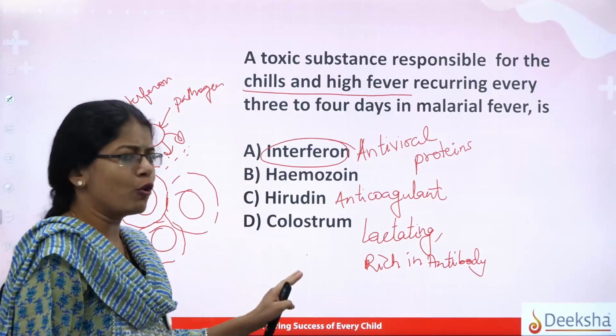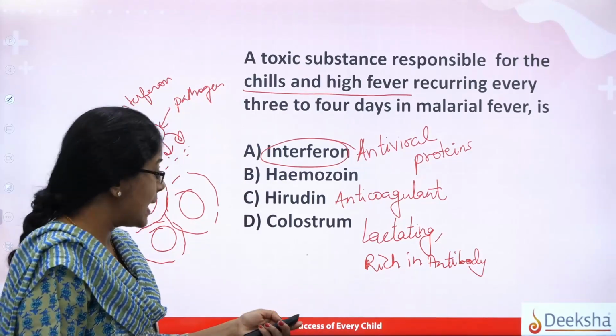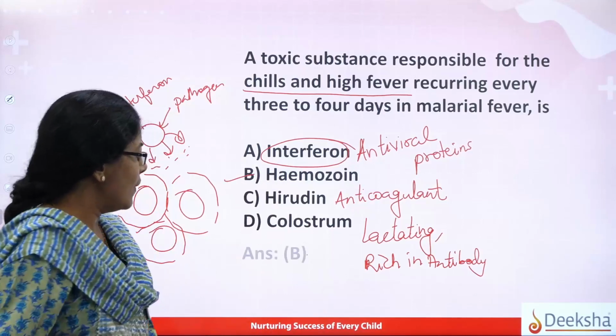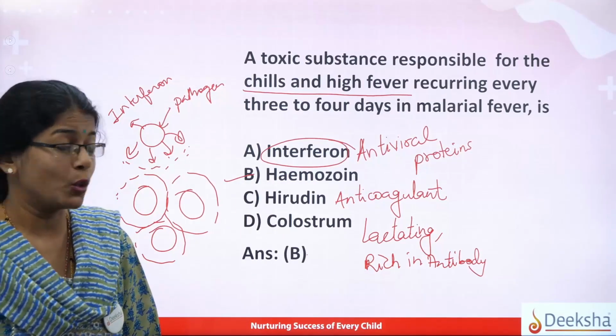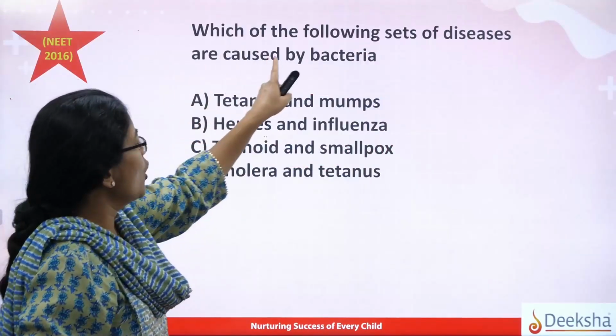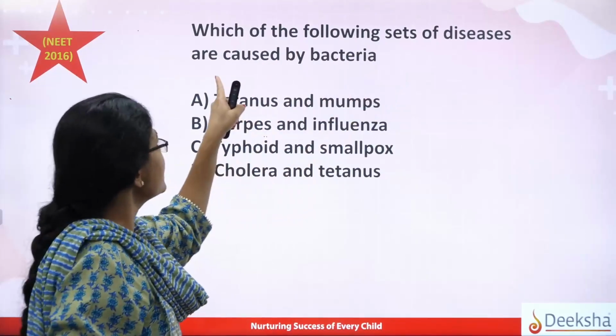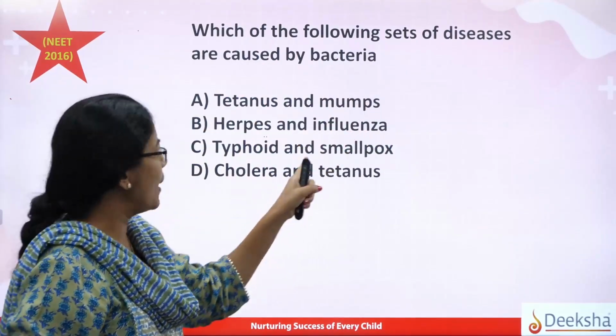So out of the 4 options, which is the correct answer here? And yes, you know it very well. The answer here is hemozoin. Next question. Which of the following set of diseases are caused by bacteria?